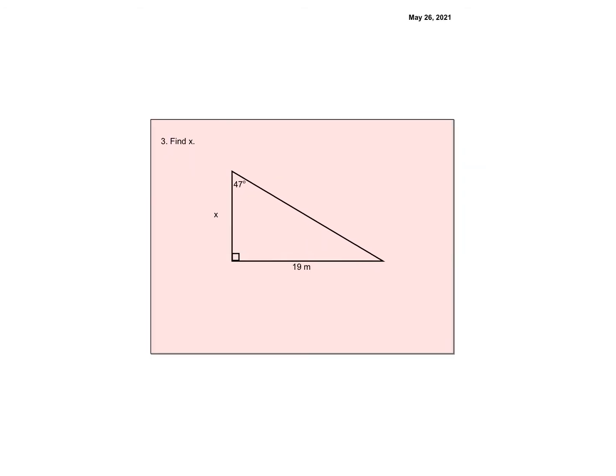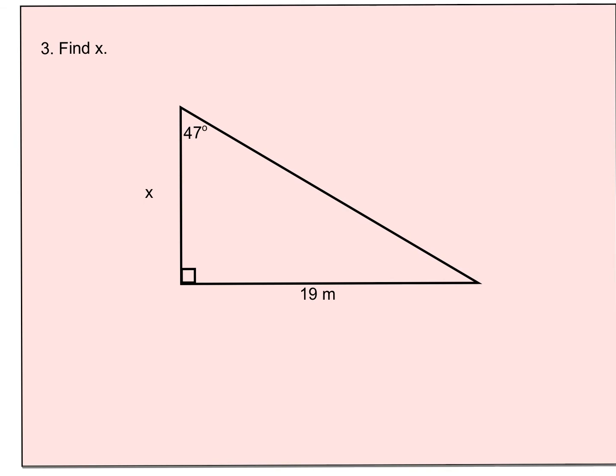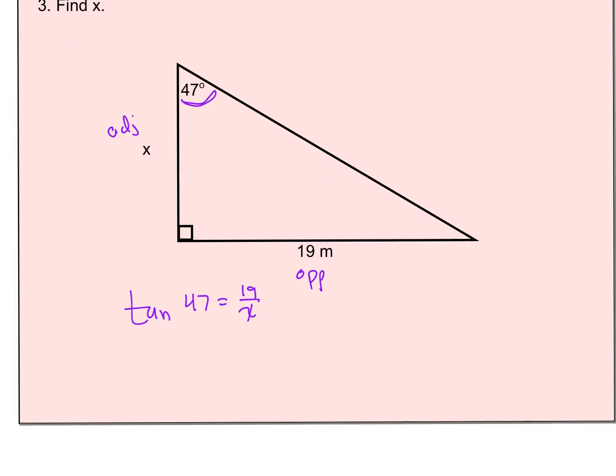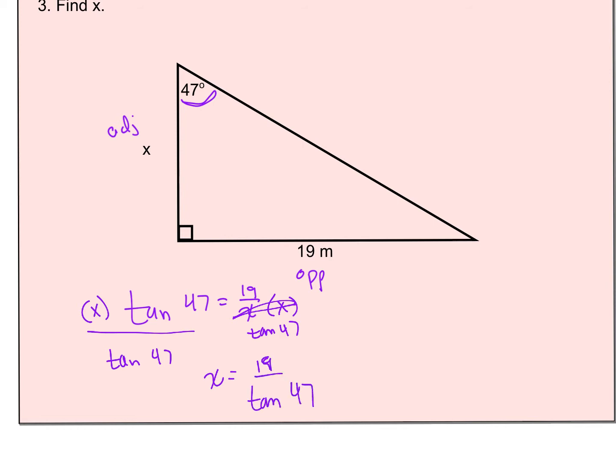So if we consider this, from 47 degrees, this would be my adjacent side. This would be my opposite side. So this would be tangent again: tangent of 47 equals 19 over x. Remember, all that really happens here algebraically is you multiply both sides by x. That cancels out. Then you divide both sides by tangent of 47, so x equals 19 over the tangent of 47. That's going to give me 17.72 meters.